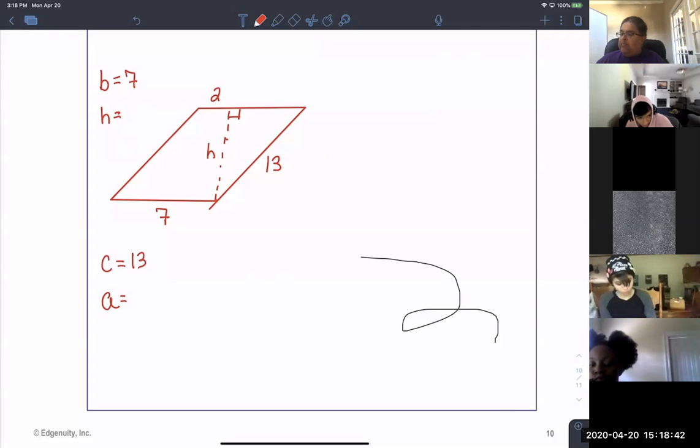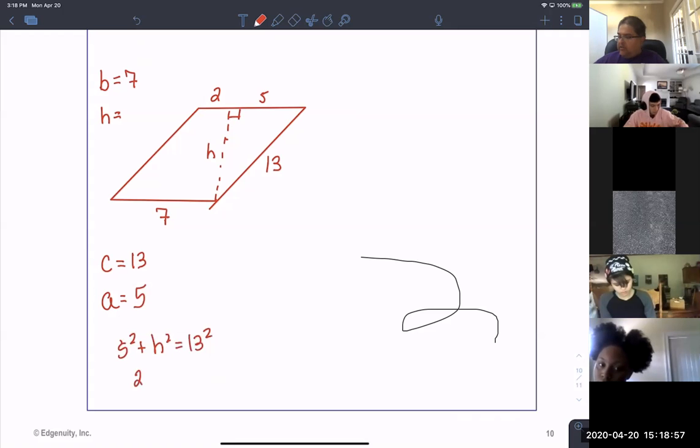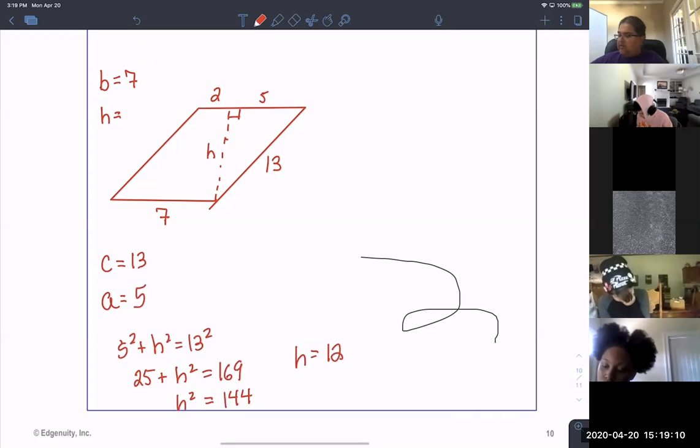And what would the leg be? 5. Okay. Because if this whole thing is 7, this part is 5. So now you plug it in. 5 squared plus the height squared equals 13 squared. So 25 plus height squared equals 169. Height squared, subtract 25 from both sides, get 144. Square root both sides and get height is 12. So that makes my area 84.